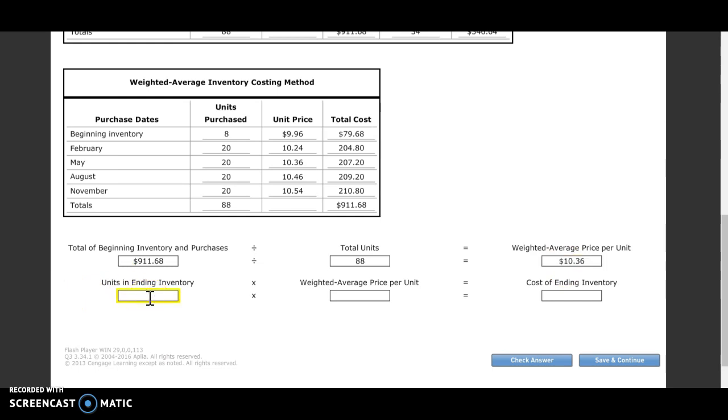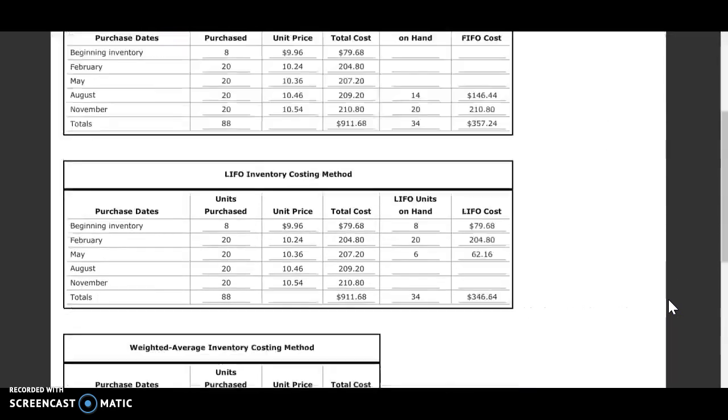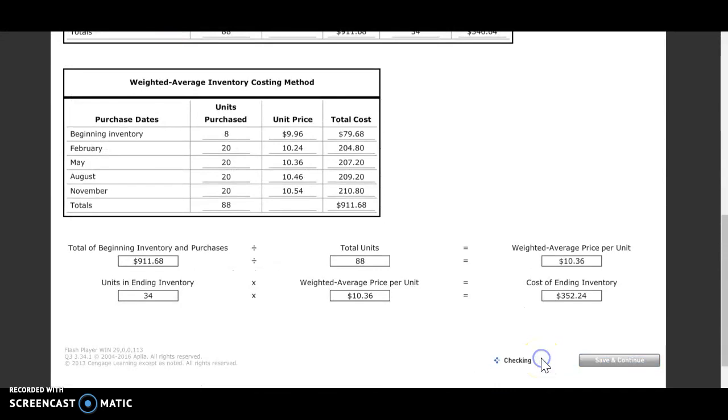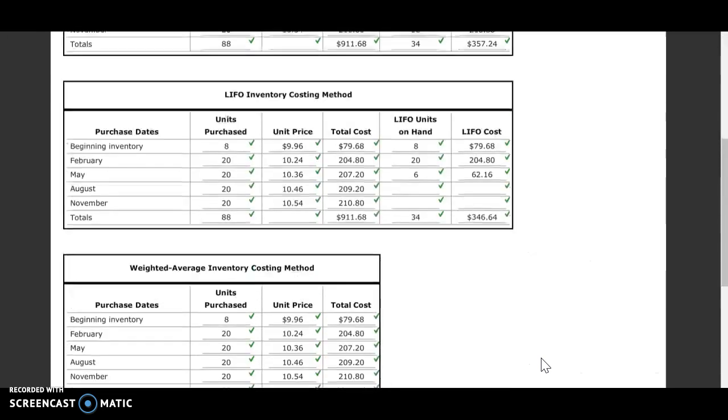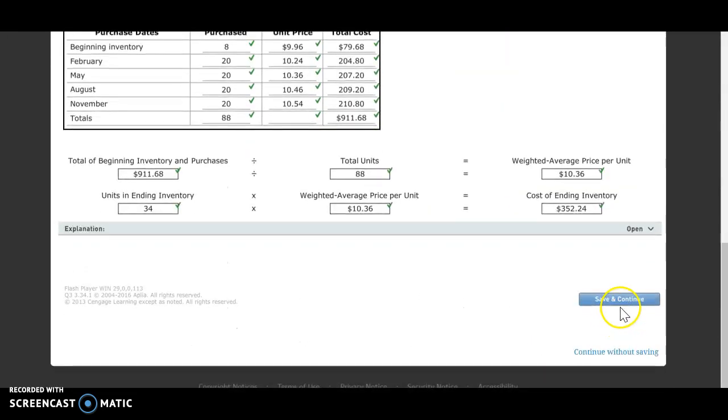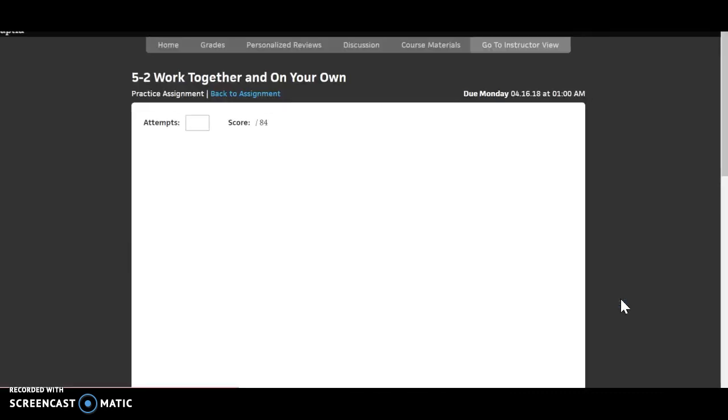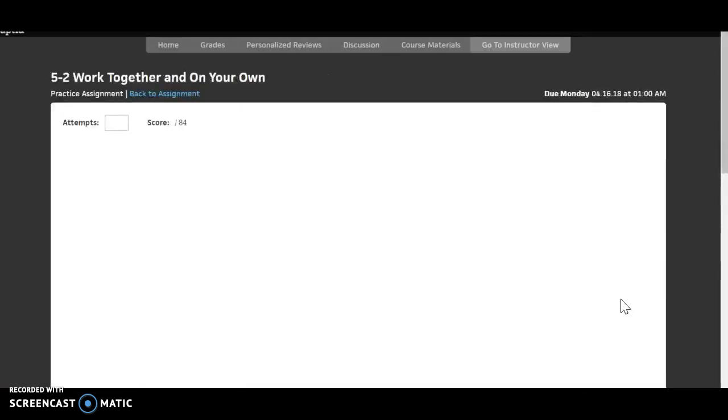Okay. We know that our units in our ending inventory were 34. We figured out our weighted average to be 10.36. So we're going to take 34 units at that price of $10.36. So this should give us $352.24. Okay, I'm going to check my answer. Make sure everything is good. And save and continue. You can now do the 5-2 on your own.